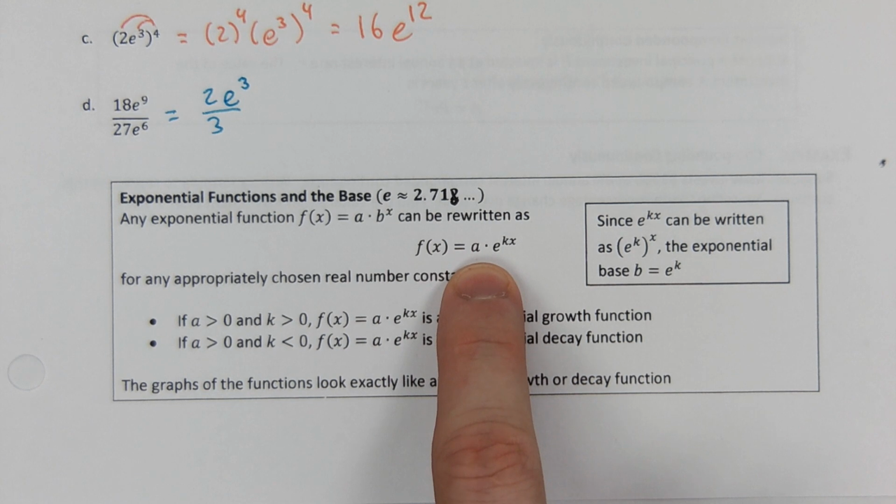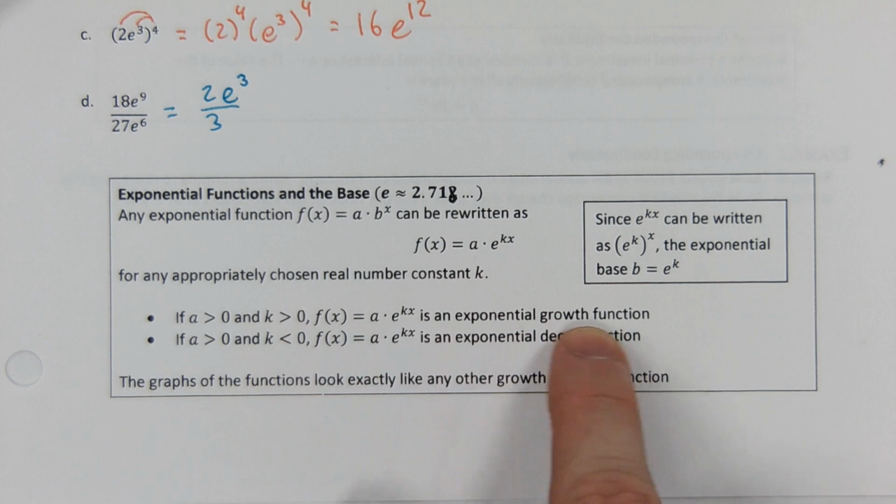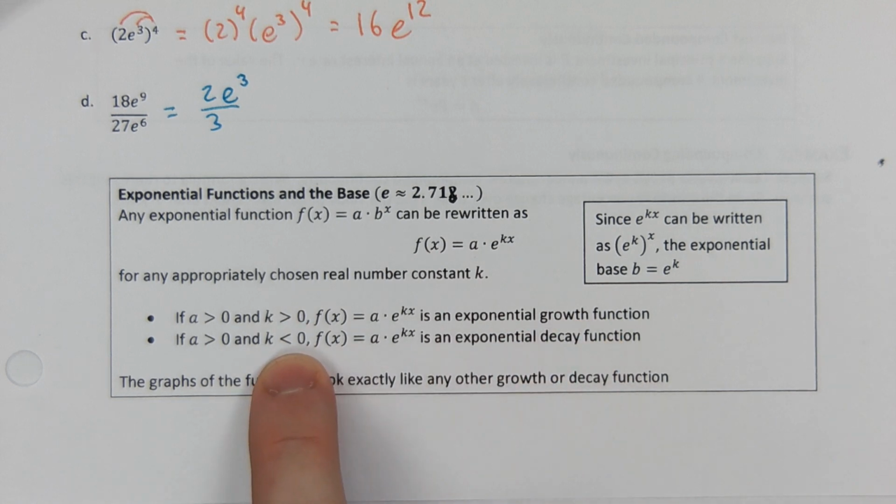Anywho, how do you know if you're looking at an exponential growth or decay is the real question you should be curious about. The answer is, if k is positive, growth. If k is negative, decay.